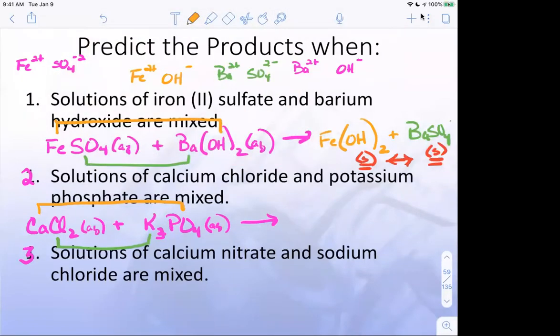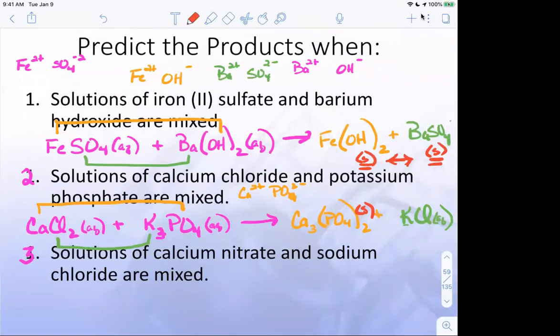So when I write the products, I have calcium 2 plus and phosphate 3 minus. So I'm going to get Ca3(PO4)2. And then the other product I'm going to get is KCl. Potassium is +1, chlorine is -1. I know this is soluble because it's got a potassium cation. Phosphates are insoluble except for group 1A metals and ammonium. So this is actually going to be my precipitate. This is going to be a solid.